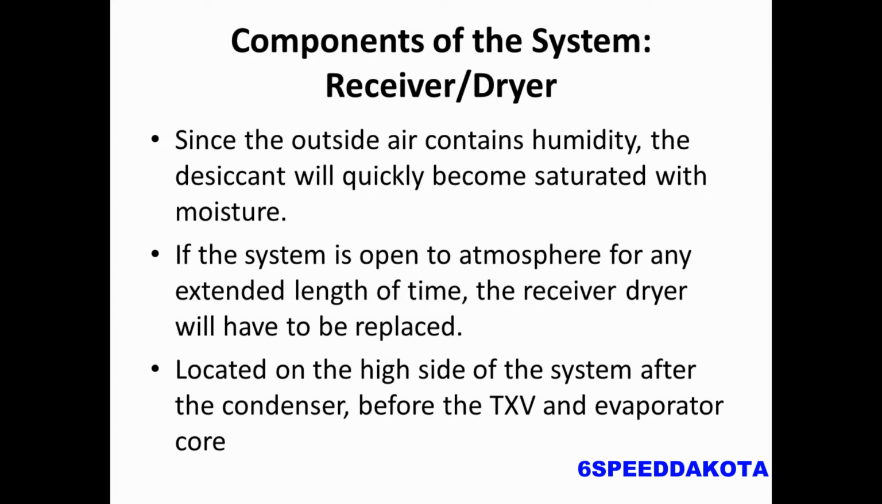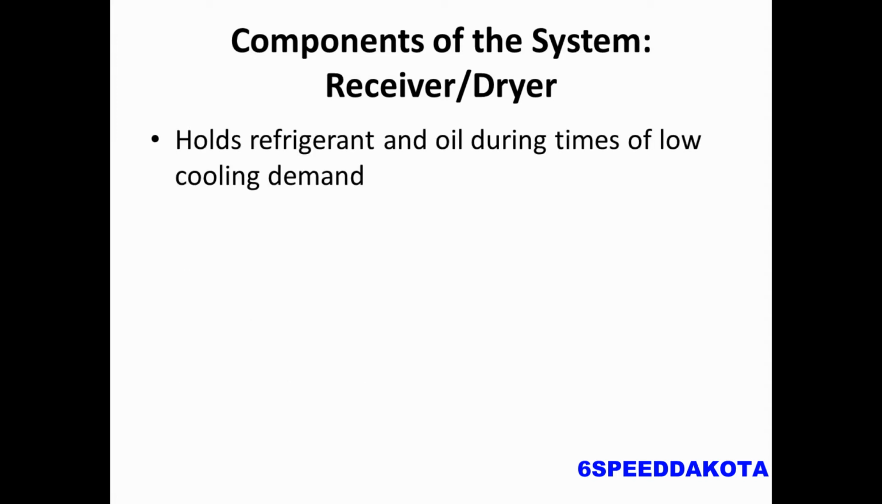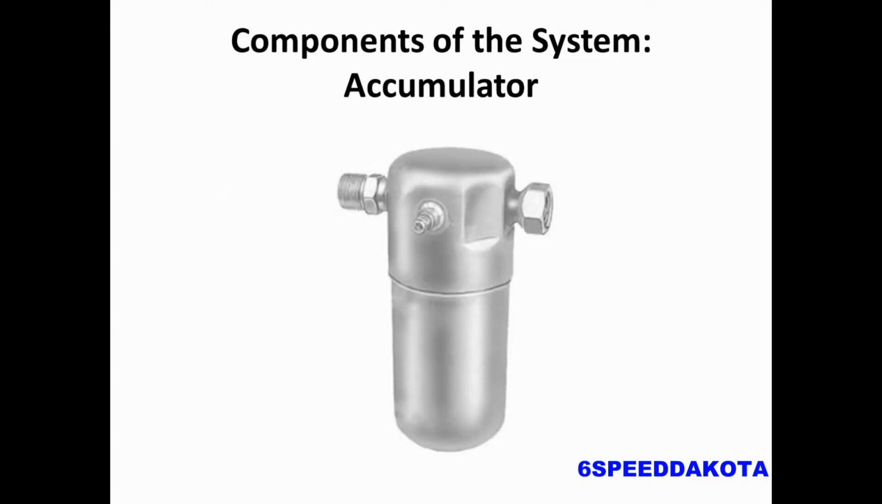So in a TXV system, it is located on the high side of the system after the condenser and before the TXV and evaporator core. So this holds the refrigerant and oil during times of low cooling demand, and it contains a filter to trap debris. Usually debris happens when the compressor kind of explodes internally. It'll send shrapnel through the system.